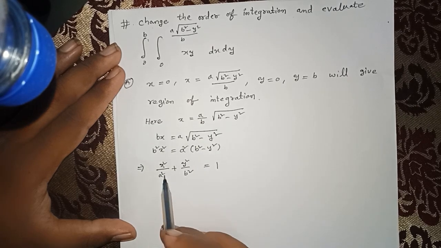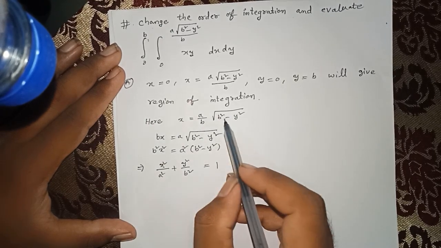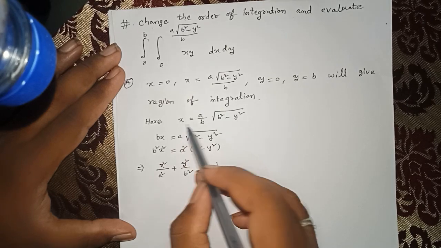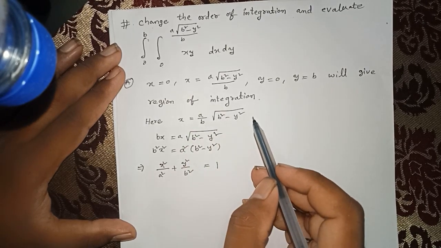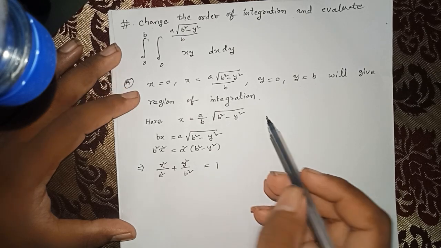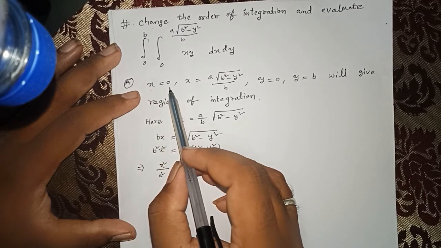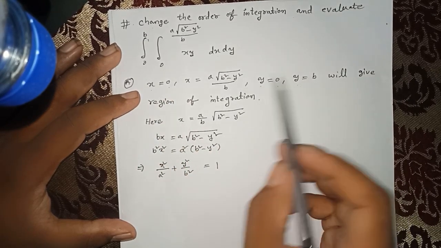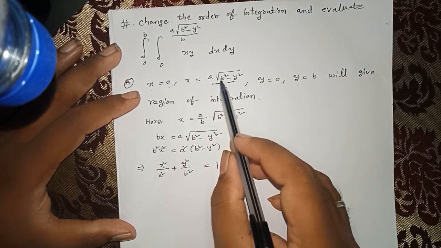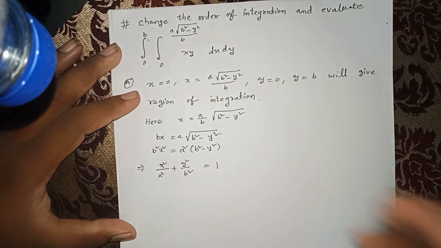From this we have x square by a square plus y square by b square is equal to 1. This is an ellipse. So x equal to a by b root of b square minus y square is an ellipse. Therefore there are 3 lines and 1 ellipse. x equals 0 is a line, y equals 0 is a line, y equals b is a line, and x equal to a into root of b square minus y square by b is an ellipse.